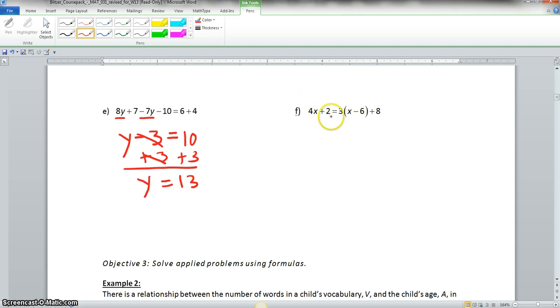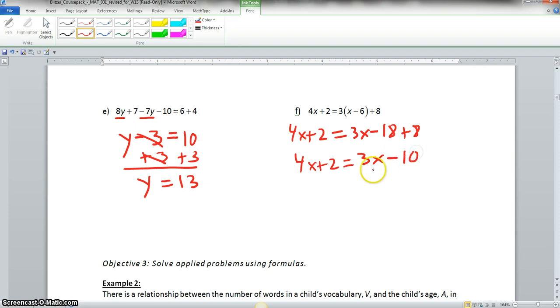Now we go over here to F. We do the same thing. We need to combine like terms. Now on the left side, 4x and 2 are not like terms, so we would just leave it as is. Now over here, on the right side, we need to do the distributive property. So we'll do 3 times x, which is 3x, and 3 times a minus 6 is minus 18, and then plus 8. So we have 4x plus 2 is equal to 3x. Negative 18 plus 8 will give a minus 10.